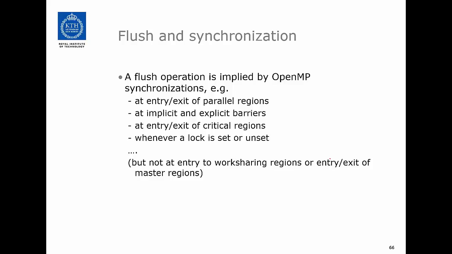So we have implicit flushes for all variables when you enter and exit parallel regions, at barriers, both implicit and explicit, when you enter and exit critical regions, whenever you set or unset a lock, but not at entry to work sharing constructs, only at exits, and at entry and exit of master regions. Okay?